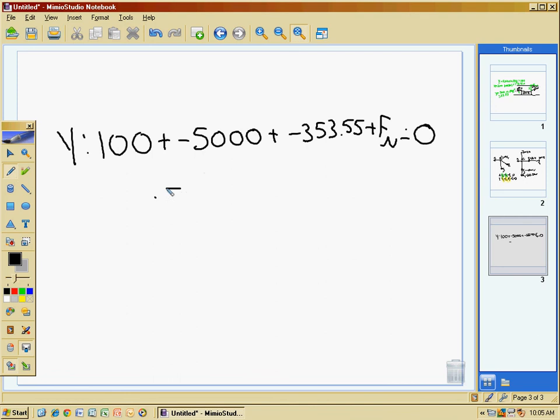So you're going to get negative 5,253.55. So basically what you get is the normal force plus negative 5,253.55 must equal 0. That's why the normal force is positive, because it must be equal and opposite.